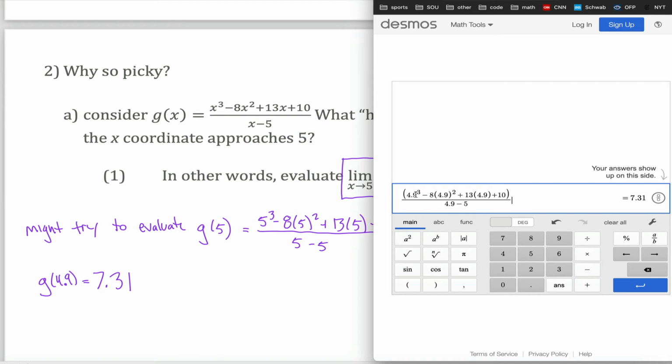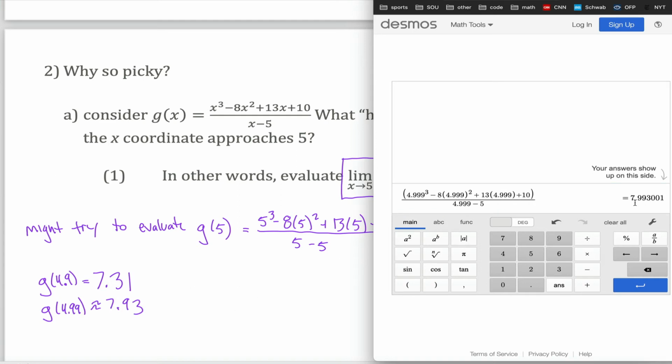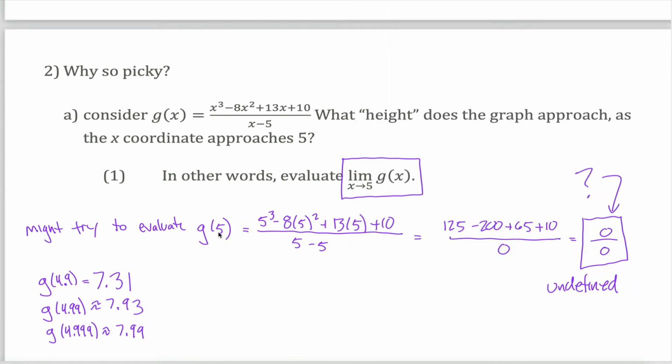Okay, let's look at 4.99. If I change all the 4.9s into 4.99, my calculator tells me that the output is 7.93, roughly. And in case that's still not close enough to 5 for you, I'm going to make this 4.999. And now my calculator is telling me that the output is about 7.99. What height does this function appear to be approaching when the x-coordinate approaches 5? Well, when this x right here gets really, really close to 5, it looks like this is getting really, really close to 8, even though at 5 itself, the function is undefined.